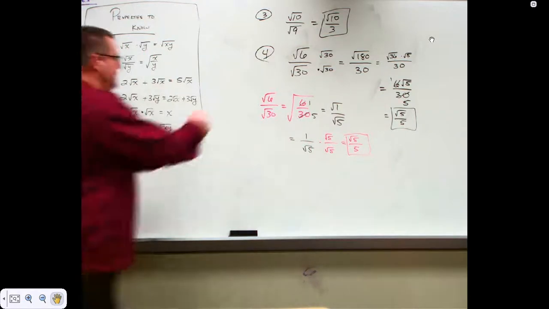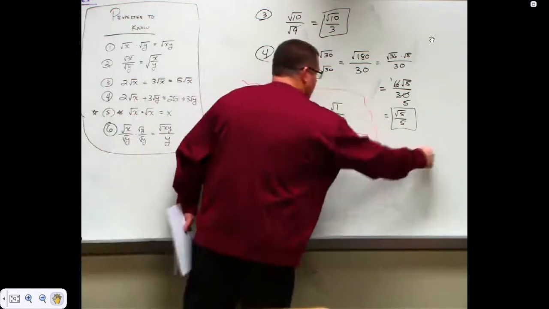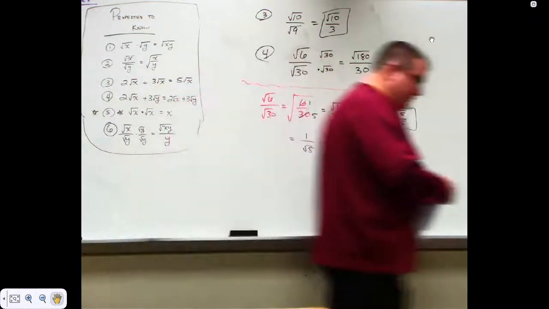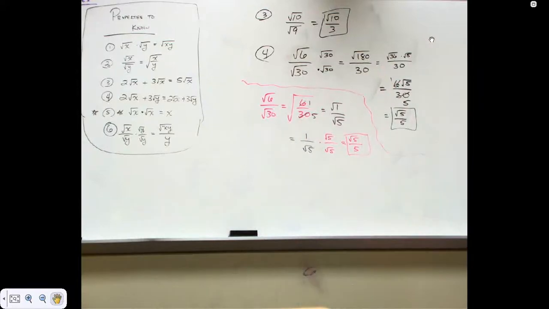So you've got 2 ways to do a problem like this. I'm going to get you started. We're going to do some that have coefficients as well. In other words, 2 square roots of 6 over square root of 30, things like that.